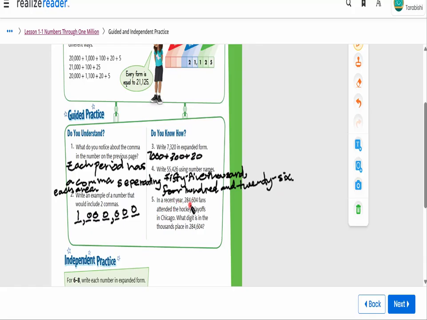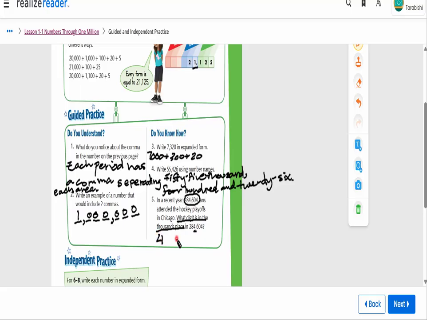In a recent year, 284,604 fans attended the hockey playoffs in Chicago. Remember, if you have a word problem, circle the numbers, underline the actual question. What digit is in the thousands place in 284,604? Now remember, the key question that they're asking you here is what digit is in the thousands place. They didn't say 10,000, they didn't say 100,000, they said thousands. So it's the first part right after the comma. Here we can see that it is a 4. So we can go ahead and just write 4.